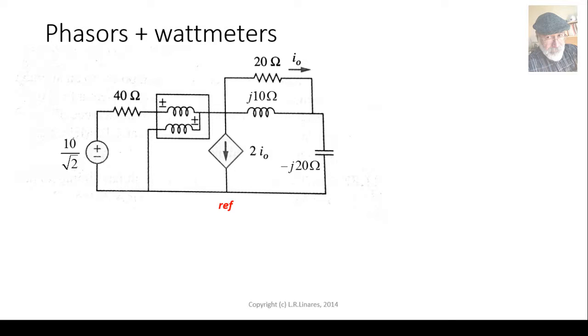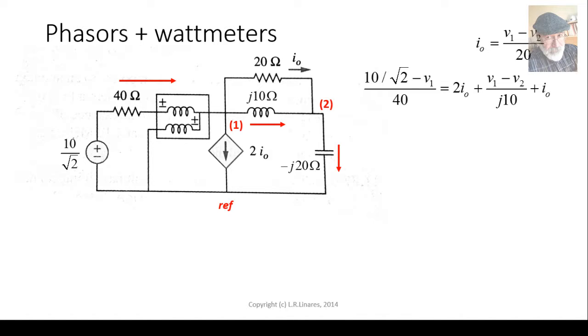Well, we'll choose a reference, node 1 and node 2, and a direction for the current in the 40 ohm resistor. And over here, I naught is given, so I will not touch it. We begin writing equations, a control equation first. I naught is V1 minus V2 over 20, right? Right. And now we write a KCL equation for node 1.